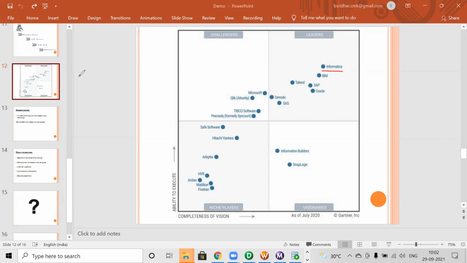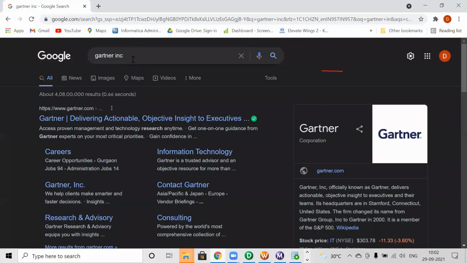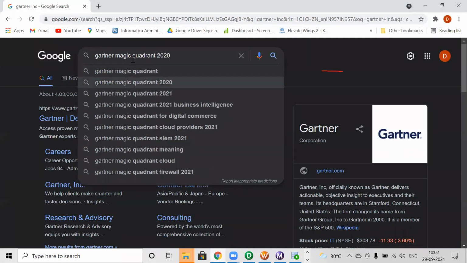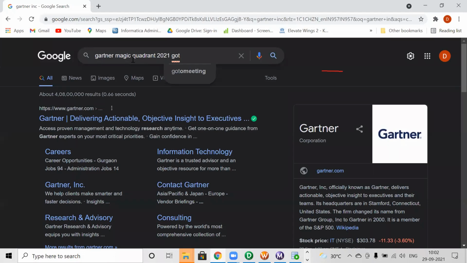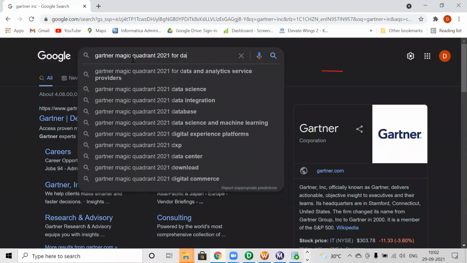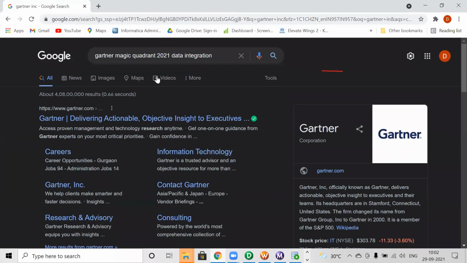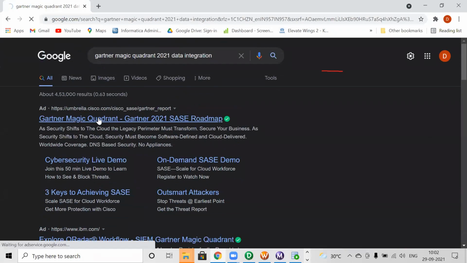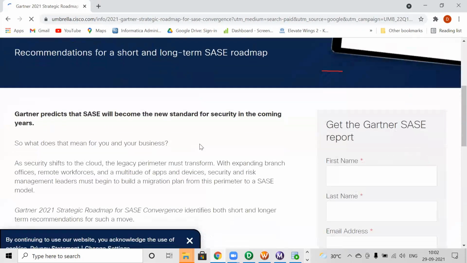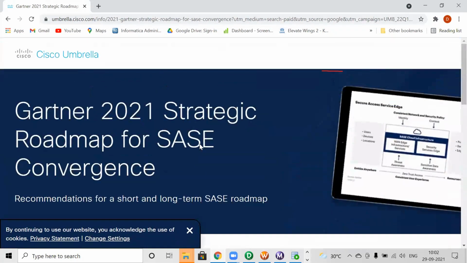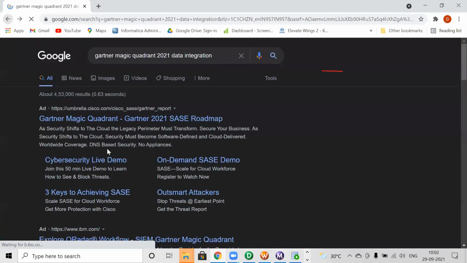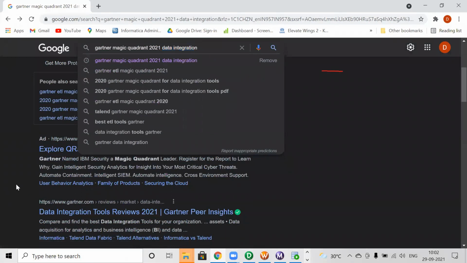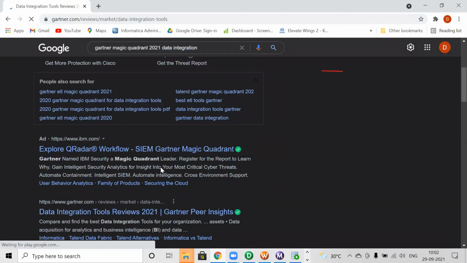If you want, you can go to Google and get the Gartner Magic Quadrant 2020, 2021 for data integration tools. Okay, so you can see this year-wise. You can find Informatica in the number 1 position every year. Even if you go to the Informatica site, you can find it. Data integration, in the sense, means combining the data. 2021.